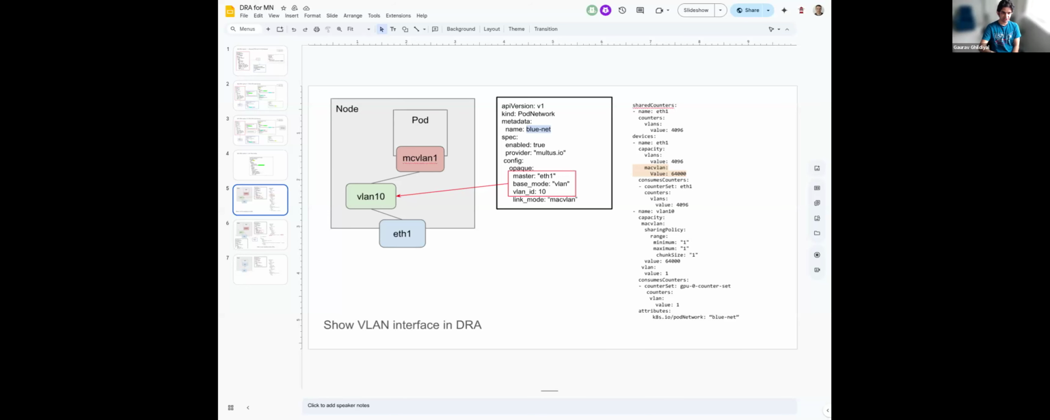Okay, so this is moving to a new model from what currently exists, because right now, no, that's not true. The resource slice does not have information about what is used. It's only what's available on the node. That's it.